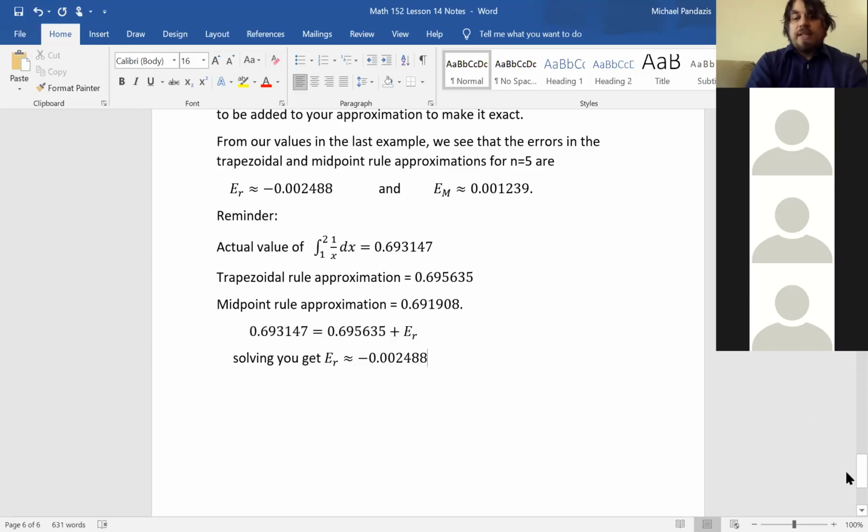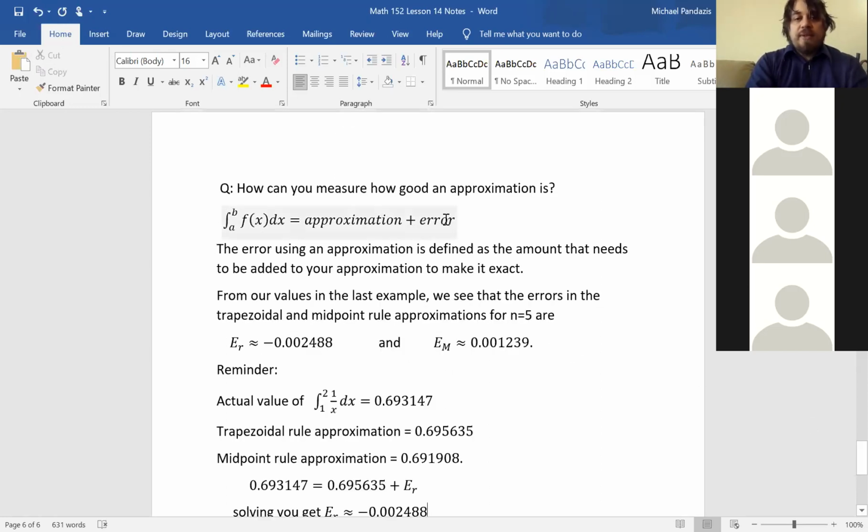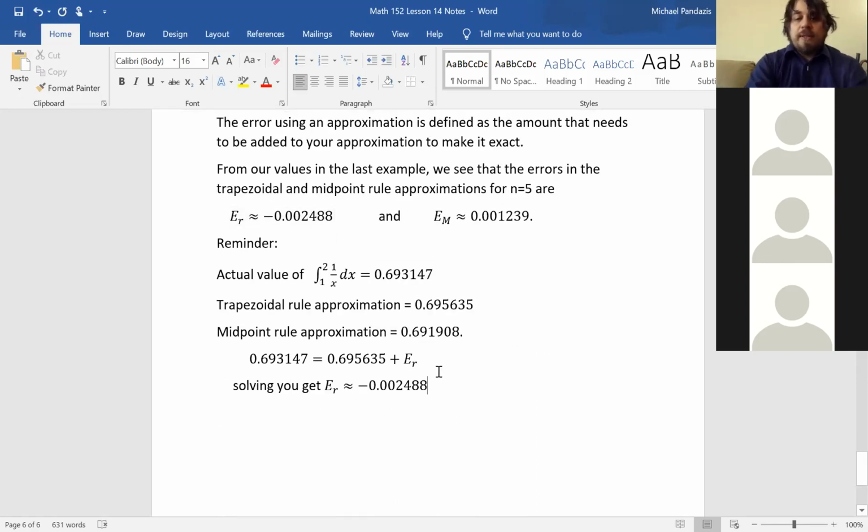So you see? By this definition of error, if you know the actual value and you know the approximation, you can subtract them to get the error in your approximation. That's how we found E sub r here.